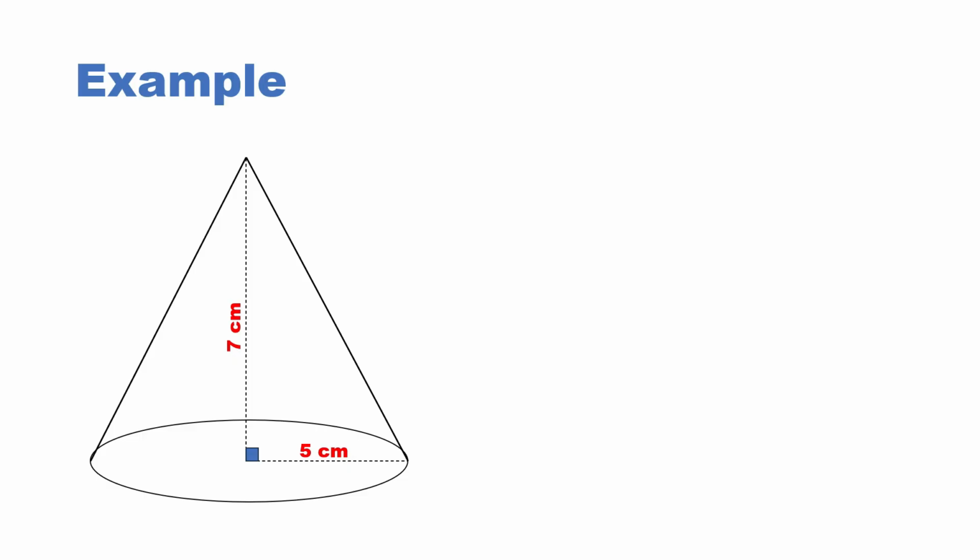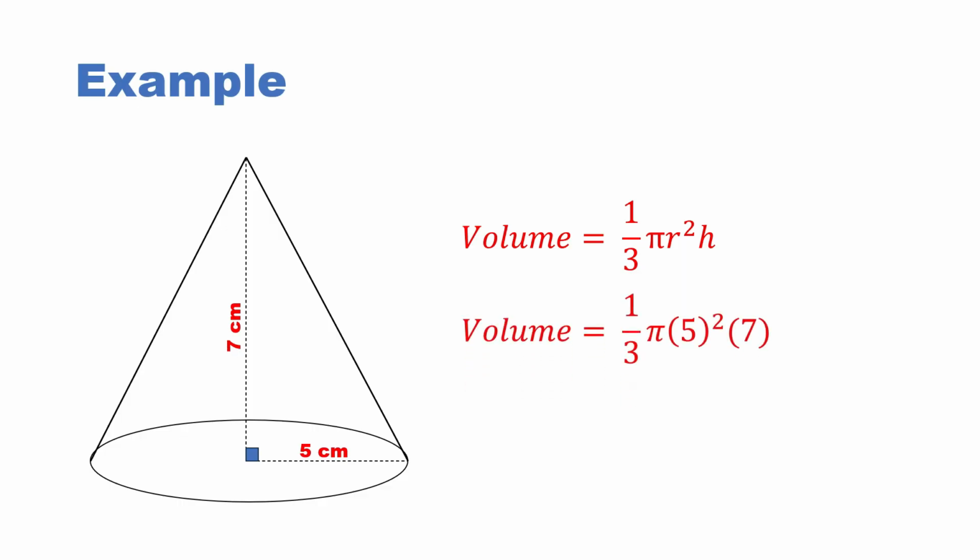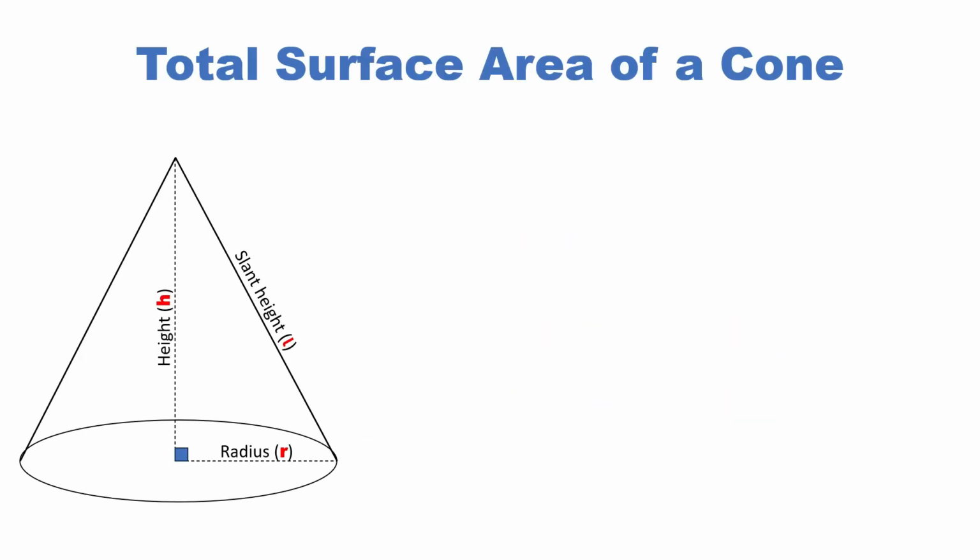Let us do this example together. We are given a cone with radius 5 centimeters and height 7 centimeters. So, from our formula, volume is equal to 1/3 pi r squared h. If we substitute the values we get, 1/3 pi 5 squared times 7, which is equal to 183.3 cubic centimeters.